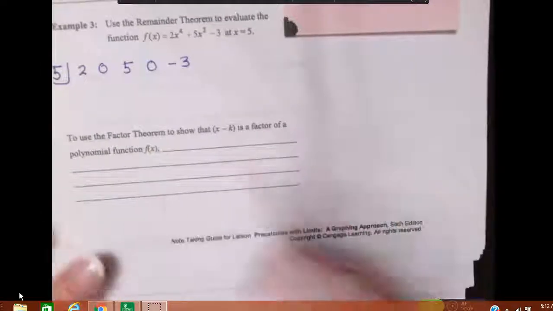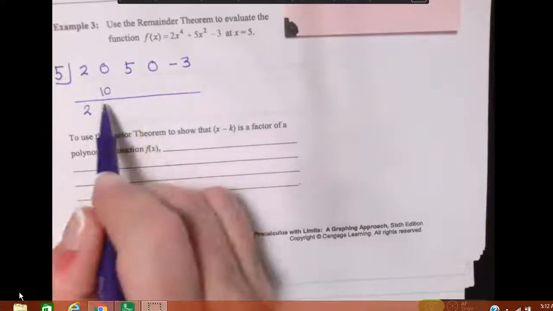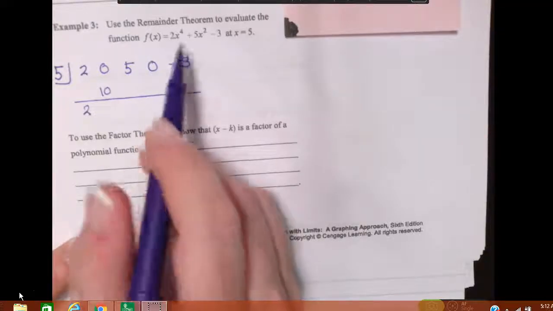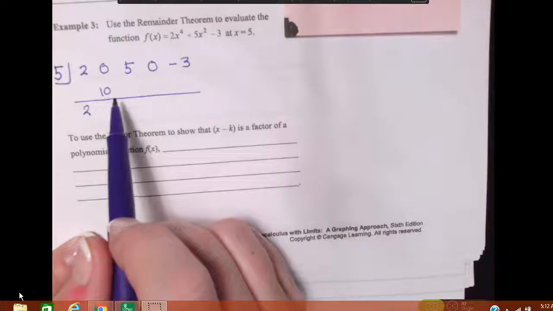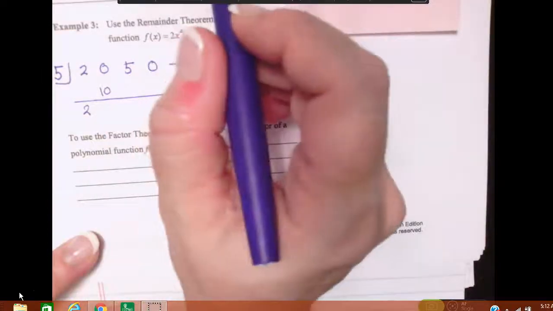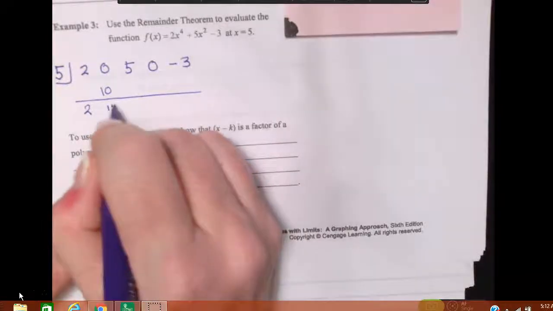So I'm going to do my synthetic division to bring down a 2. 2 times 5 is 10, 0 and 10. Oh, this is the same problem that I had to begin with. Sorry. So I kind of already know what everything's going to turn out to be.